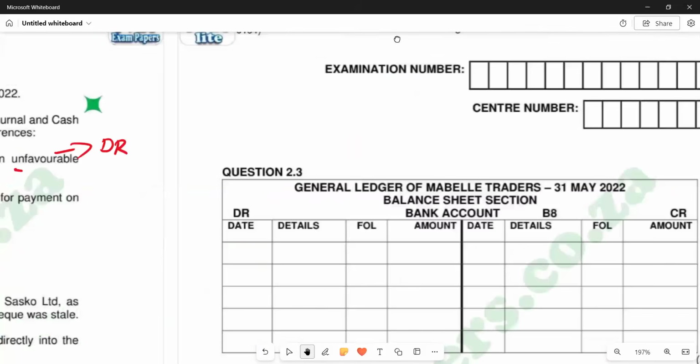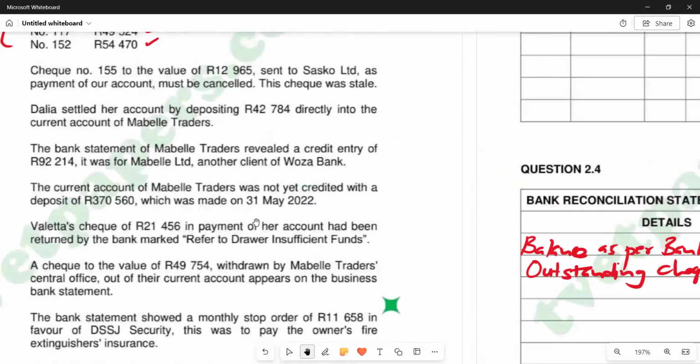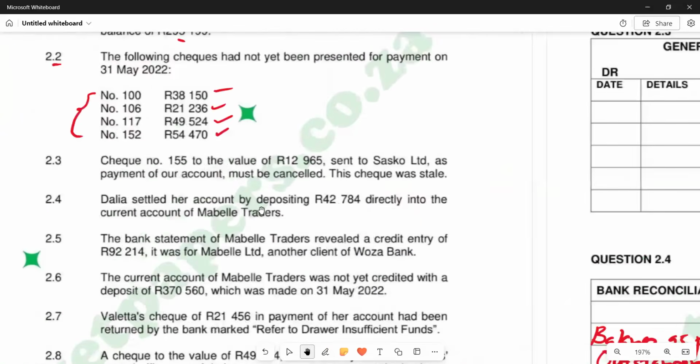So go there again. We update those checks. The next one is check number 117 with an amount of 49,524. Then we have check number 152 with an amount of 54,470. Right. So we have exhausted the checks that we are given. So we can just go to the next transaction to see if it's affecting our bank reconciliation.